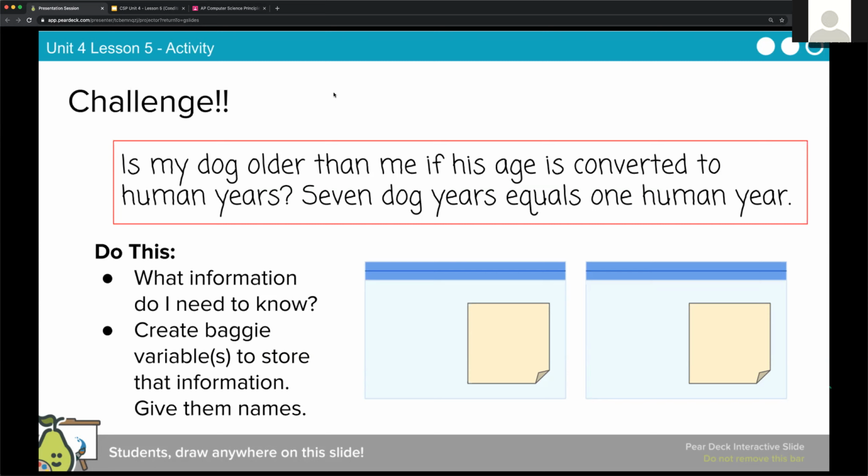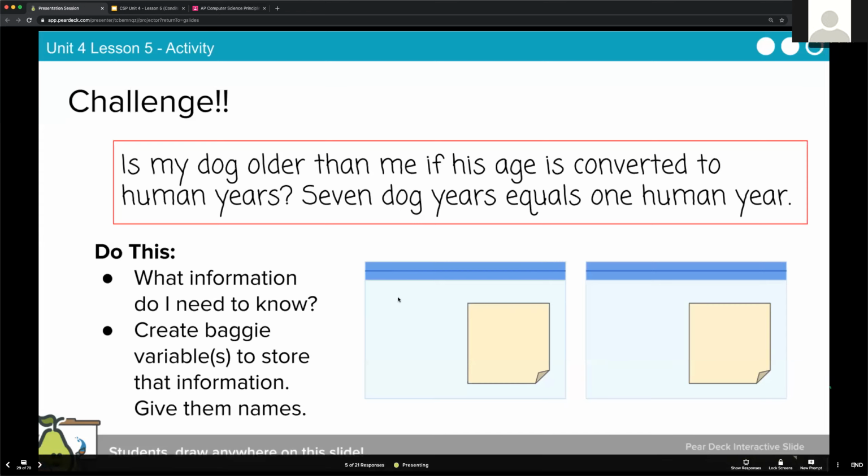All right, so what information do I need to know in order to answer the question, is my dog older than me? What 2 pieces of information do I need to know? You can go ahead and write down what you would call the variables that store those pieces of information on this paired deck slide.